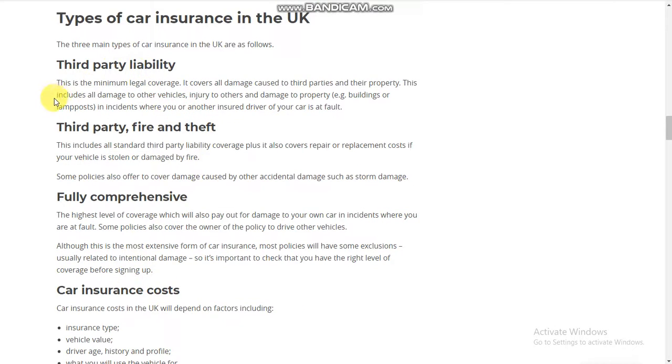Third party liability is the minimum legal coverage. Third party fire and theft includes our standard third party liability coverage, plus it also covers repair or replacement cost if your vehicle is stolen or damaged by fire. Next is fully comprehensive, the highest level of coverage, which will also pay out for damage to your own car in incidents where you are at fault. Some policies also cover the owner of the policy to drive other vehicles.